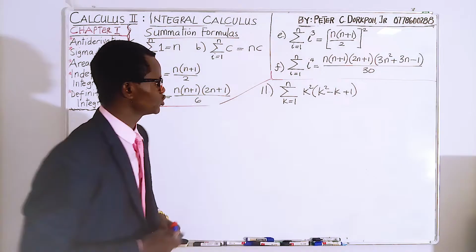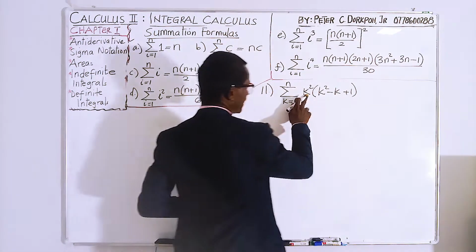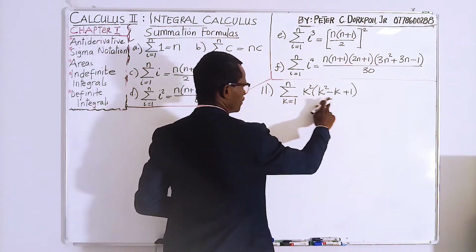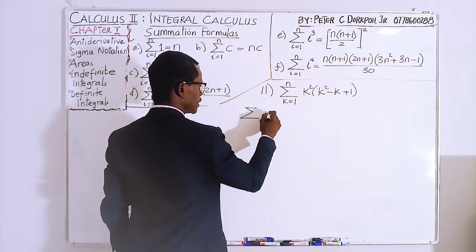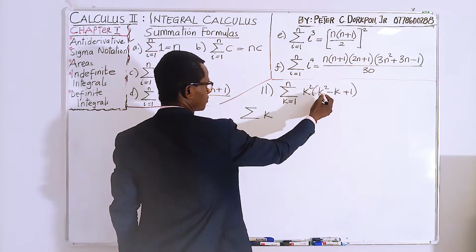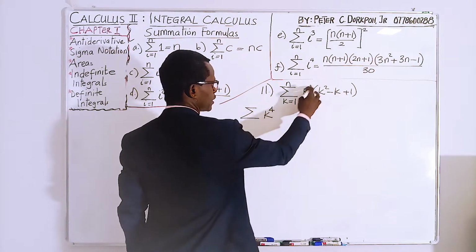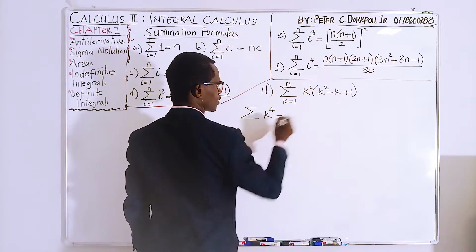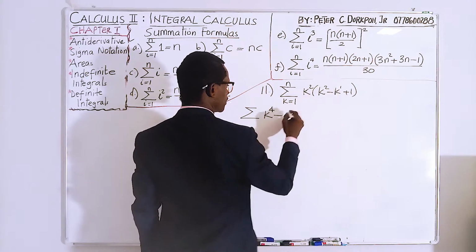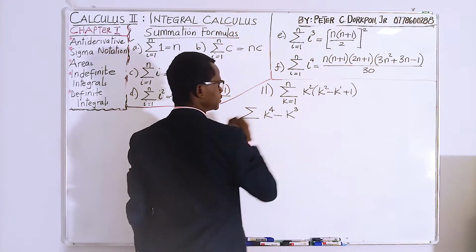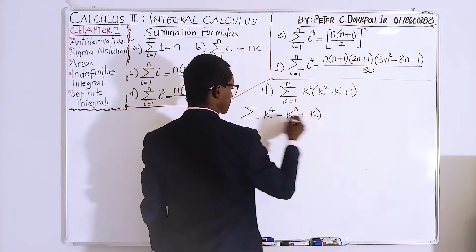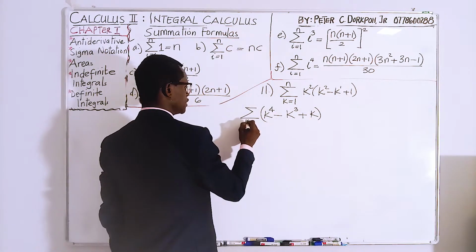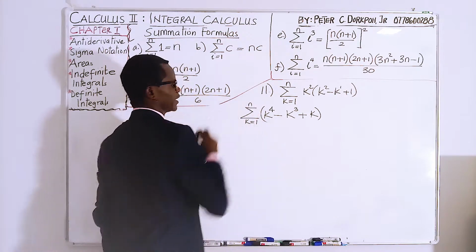So the first thing we need to do is to multiply this k squared that is out by every term in there. So we have the summation of k squared times k squared is k to the 4th power because we add the powers, minus k squared times k to the 1st power is k to the 3rd power, plus k squared times 1 is just k squared, as k goes from 1 to some n.